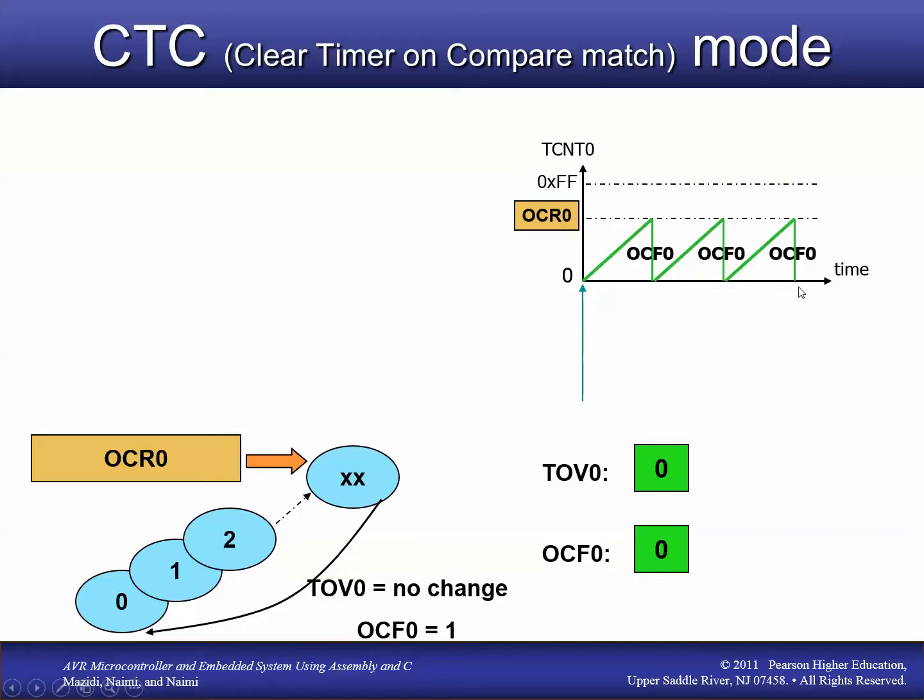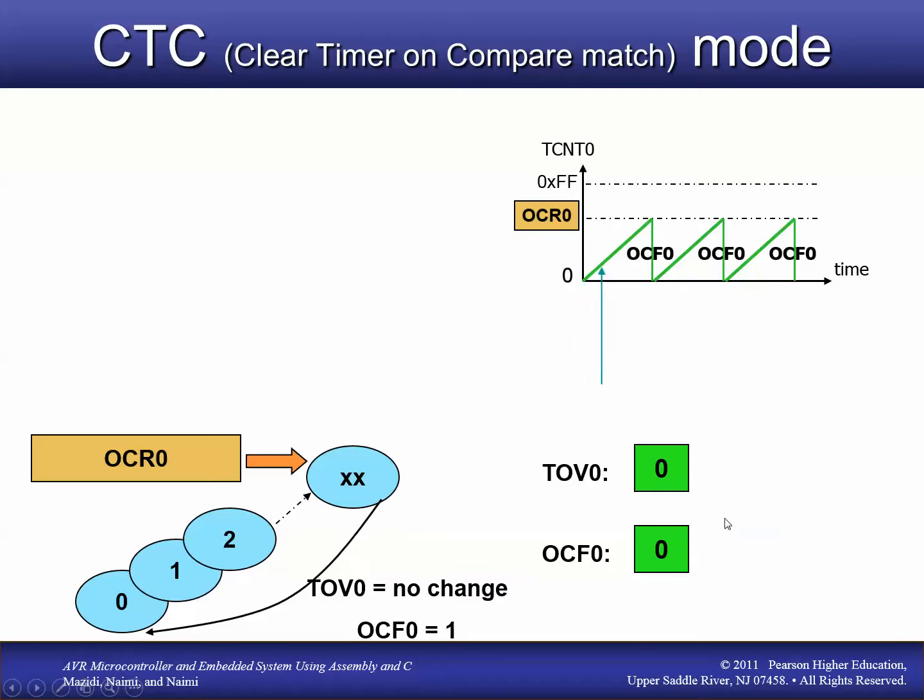And this is another plot showing the counter register as a function of time. You see here it starts at 0 and goes up until it gets to this value, which is OCR0, whatever we stored in OCR0. And then after that, it drops down and goes back to 0. Whenever that happens, just like in normal mode, whenever it reached 255 and went back down to 0, the overflow flag was set. Well, in CTC mode, it'll go up to whenever it matches this value, and then on the next cycle, it'll go to 0, and the output compare flag is set.